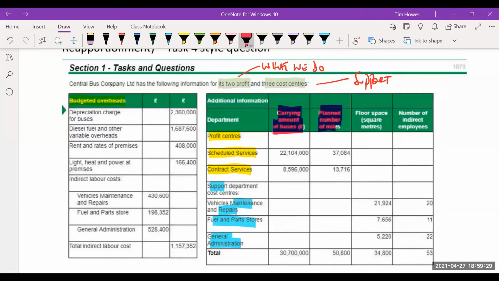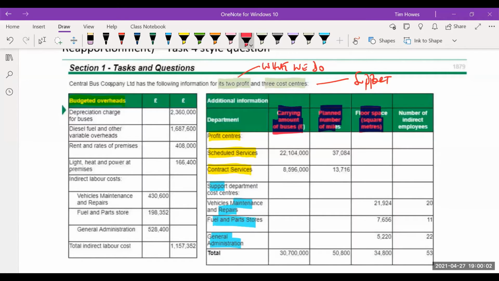What about the number of miles that are scheduled to be driven? And you see the number of miles there again. This is what we do. We don't make stuff, but we drive people about. You've also been given floor space in square meters. Now, again, if you're driving buses around, the floor space is unlikely to be relevant to that, if you get what I mean. But if we were a factory with canteens and stuff, that would become even more important.